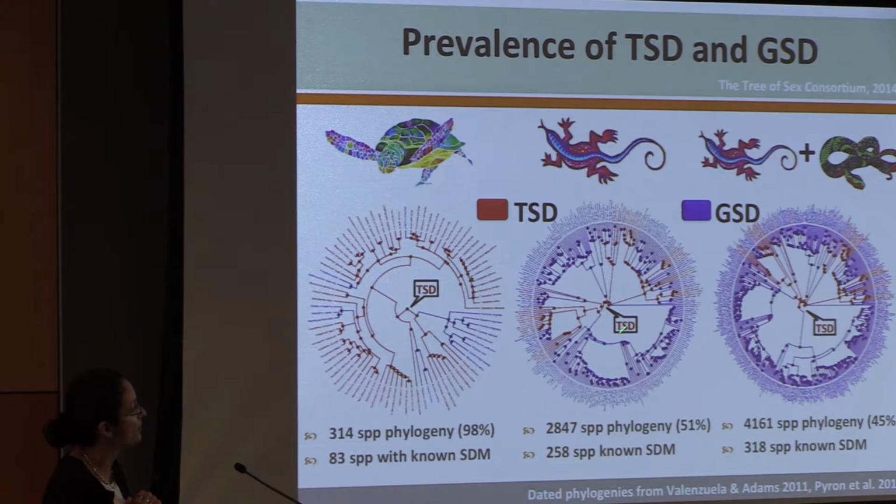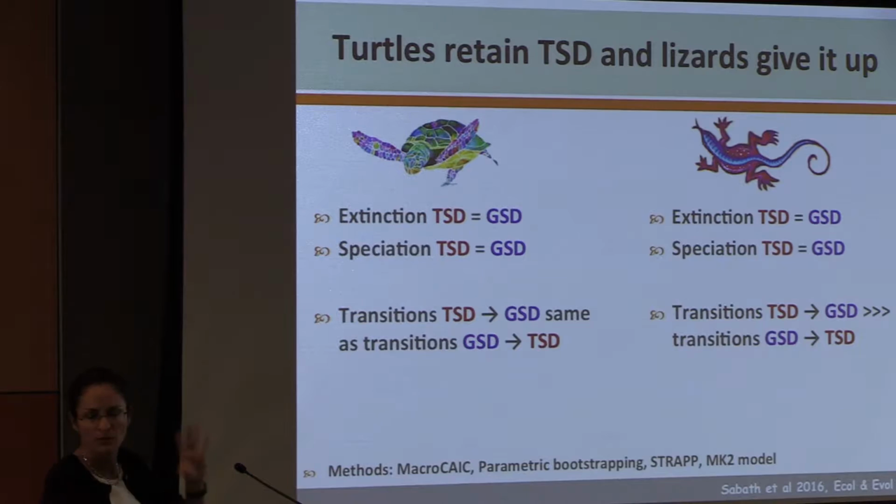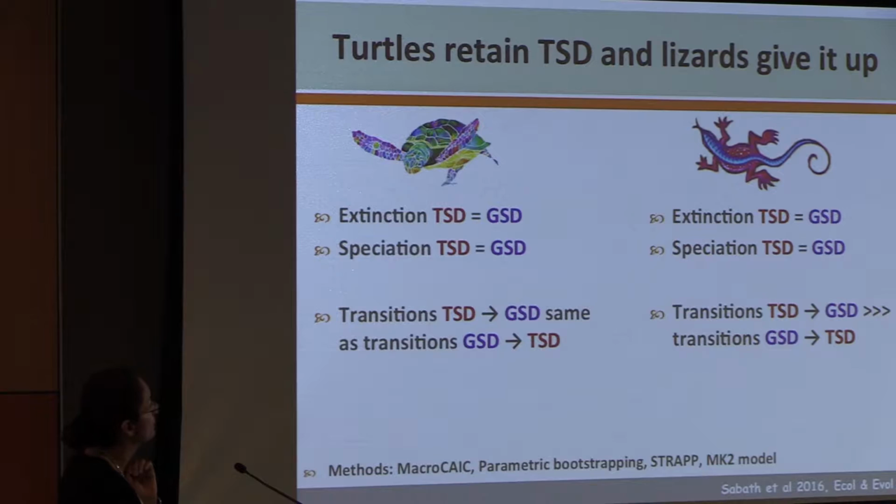In all of these cases, TSD is reconstructed as the ancestral state from which GSD evolved multiple times, and in these lineages there are reversals as well. I don't have time to get into the method details, but the results basically tell us the following. There's no effect that we could find of sex determination on speciation or extinction rates for either of these two groups.